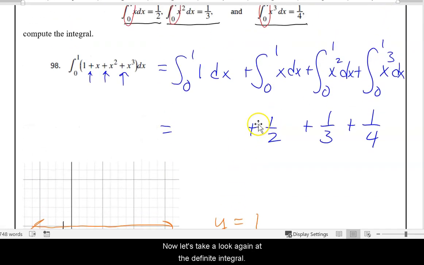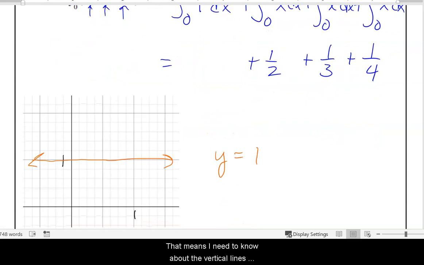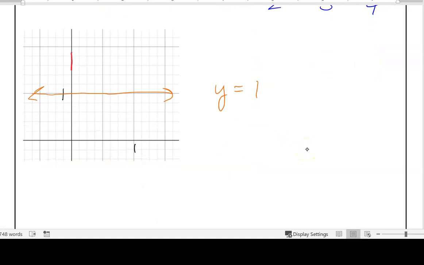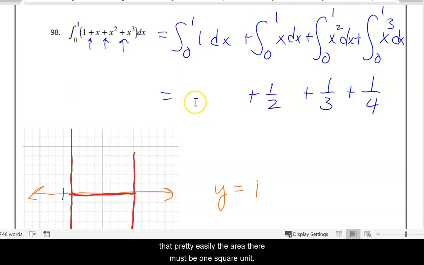Now let's take a look again at the definite integral. The limits of integration extend from 0 to 1. That means I need to know about the vertical lines extending from x equals 0 and x equal 1. X equals 0 is the y-axis. X equal 1 is the vertical line here. Remember that all areas are given with respect to the x-axis. That means that the region I'm looking for is the one closed off in here. Since this is an area that is 1 by 1, I can compute that pretty easily. The area there must be 1 square unit.